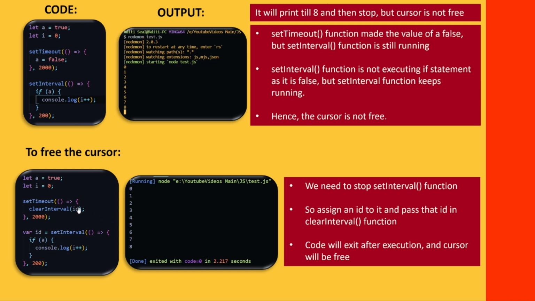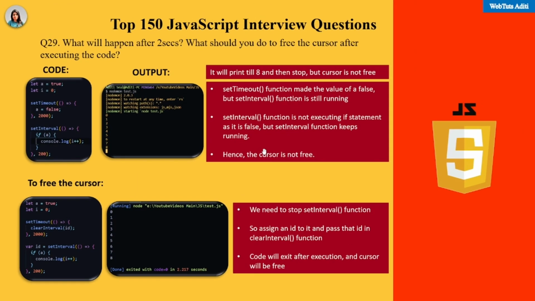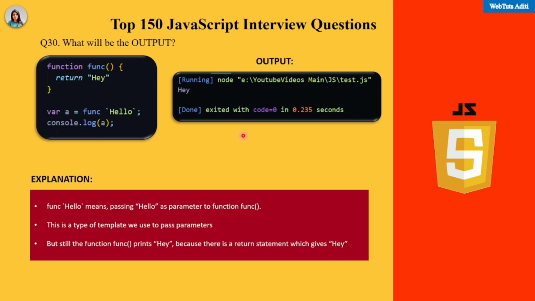So this is what we are doing inside this set timeout function. Code will exit after execution and cursor will be free. This is the method in which you can free the cursor. Okay, I hope this was clear to you. Now next, moving to the next question and the last question.